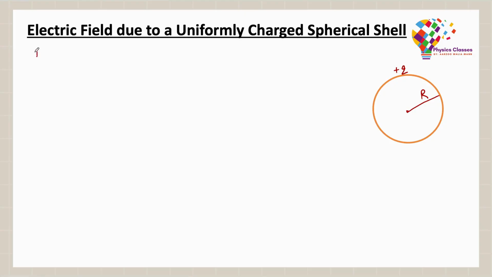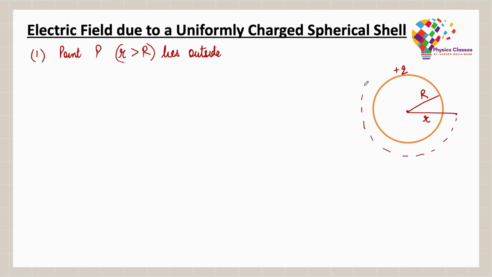In the first one, I want to find out electric field at a point which lies outside this shell. So let's say that there is a point P which is at a distance small r, and the small r is greater than the radius. So basically it lies outside the shell. So let's say that we have some shell over here, and we have a point at a distance small r from it, and we can assume the Gaussian surface over here to be another shell but with a radius small r rather than a capital R. So this dotted red one is my Gaussian surface.